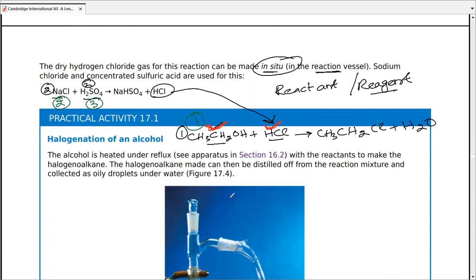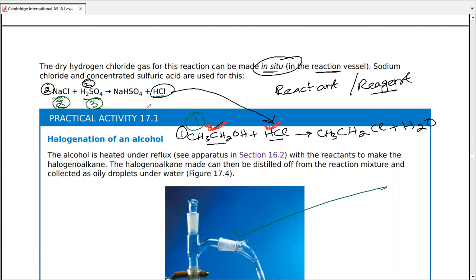What that means is, in the reaction vessel I'm about to explain to you, we are not going to put HCl in that reaction mixture. We're only going to put ethanol, then NaCl and H2SO4. NaCl and H2SO4 react to produce our reactant. So these are the reagents. Reagents, why? Because they go into the reaction vessel. HCl is the reactant. It's not the reagent.